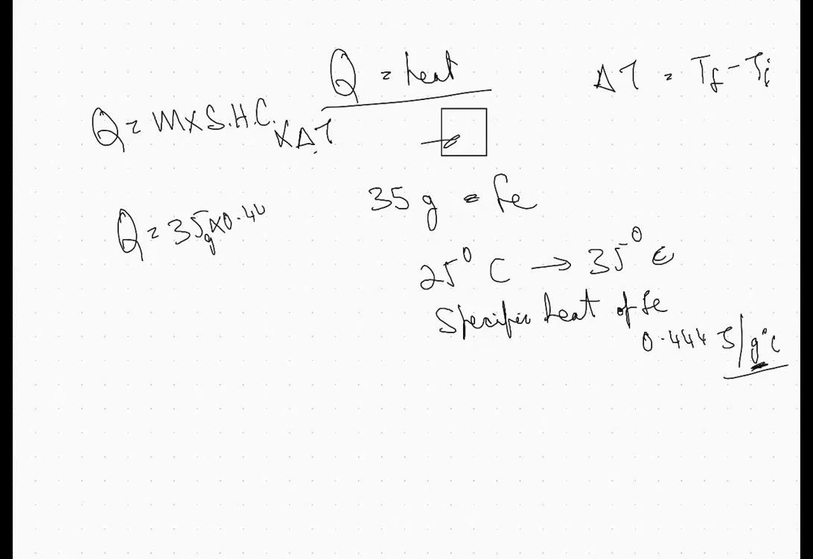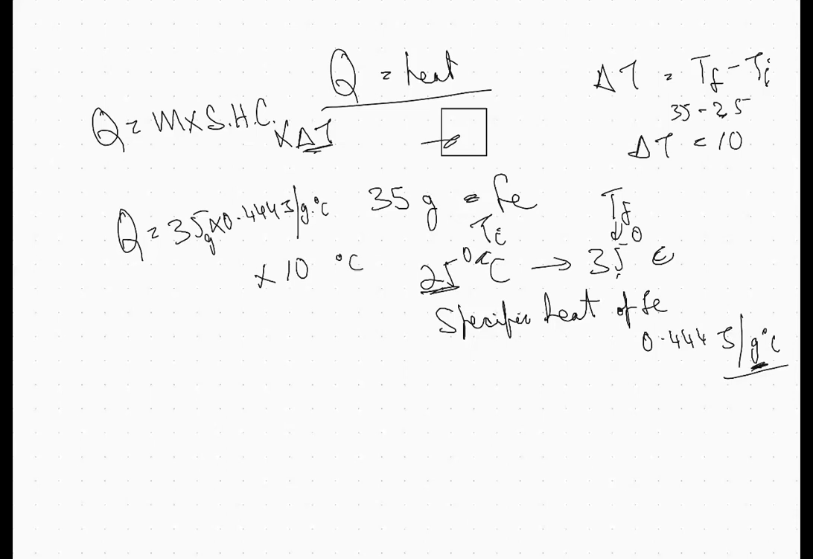So it is from 25 to 35. This is the final, this is the initial. So 35 minus 25, I get 10 as the delta T. So I multiply by 10. Okay, what is it? Centigrades. Because grams per gram cancels, when you multiply, you get the answer 155 joules. That's how you get the answer.